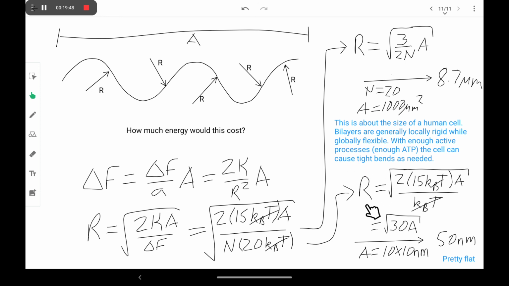Let's see, as a different way of thinking about it, what if the energy you have is not n molecules of ATP, but the thermal energy available? What kind of curvature could you get with just thermal energy? Same idea, only now we just have kBT.